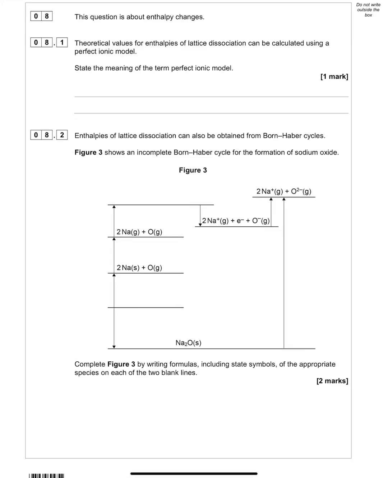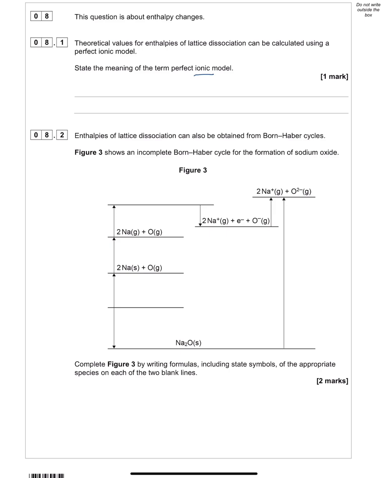Let's go over one of the past paper questions from paper one, AQA A-level chemistry. One of the common questions in paper one is about the Born-Haber cycle, and this is thermodynamics. So this question is about enthalpy changes. The first question, they ask you to state the meaning of the term perfect ionic model.